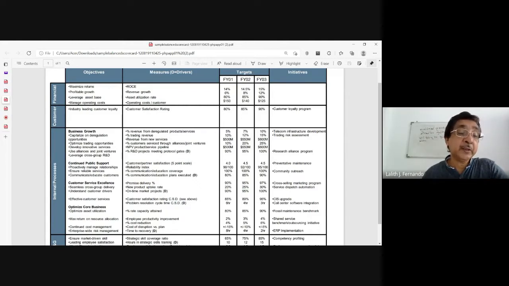For example, in this particular sample balance scorecard, you have main topics coming under internal processes. Business growth is one of them, and continued public support is another one. Customer service excellence and optimizing core businesses. Those are the main ideas or main factors on which the sample balance scorecard is really evaluated in the internal processes perspective.